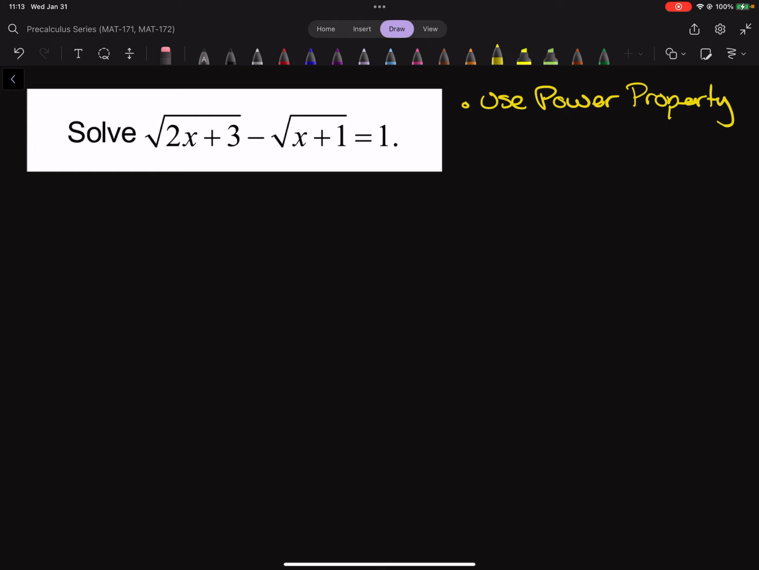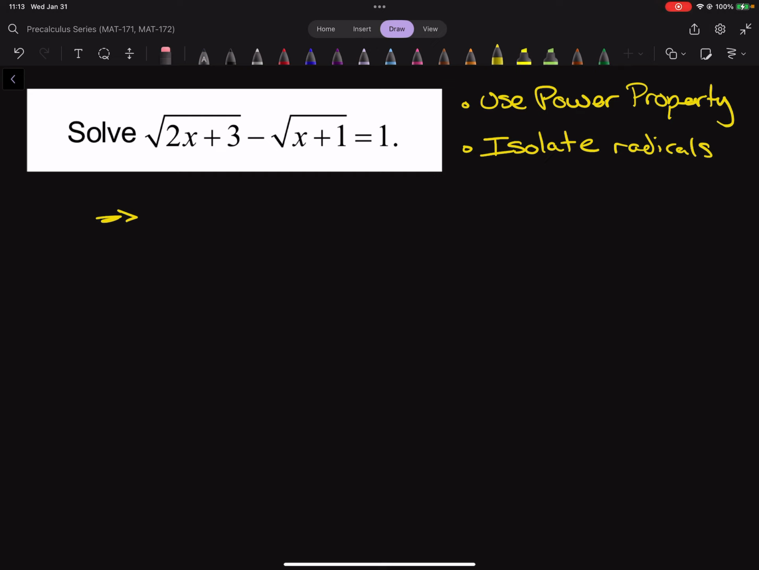We're going to need to utilize the power property, and then if we haven't cleared all of the radicals, we're going to want to do that same step again. So pretty much our goal is just to isolate the radicals. You'll only be able to do that one at a time, so let's just see how it goes.